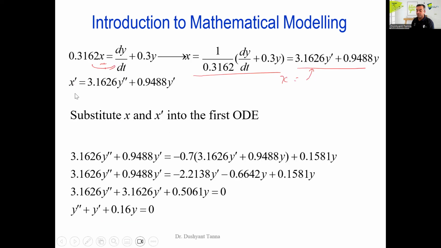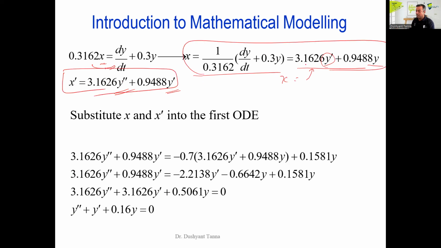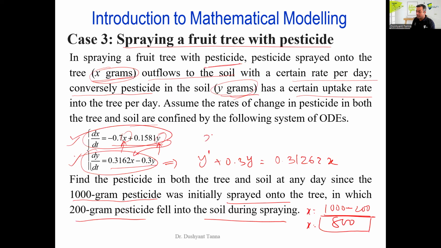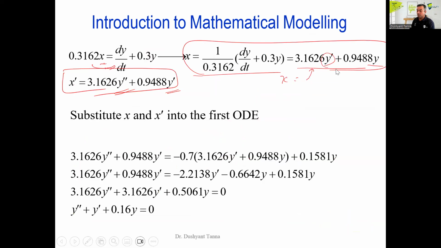So what we do, it's differentiation. So x dash or dx by dt. So this y dash becomes y double dash and y becomes y dash. So you got the value of x dash, you got the value of x. If you look at your first ODE, your x dash is minus 0.7x plus 0.1581y, right? You got your x dash and y value. What we do, we got x dash, x, we plug everything and the whole equation will be in the form of y. Substitute x dash and x in the first ODE.